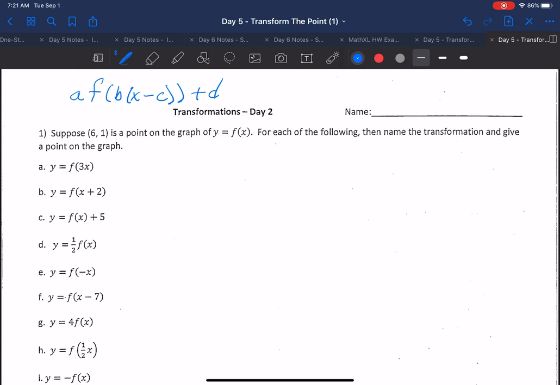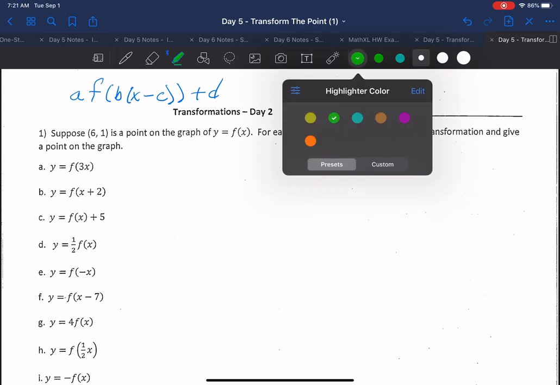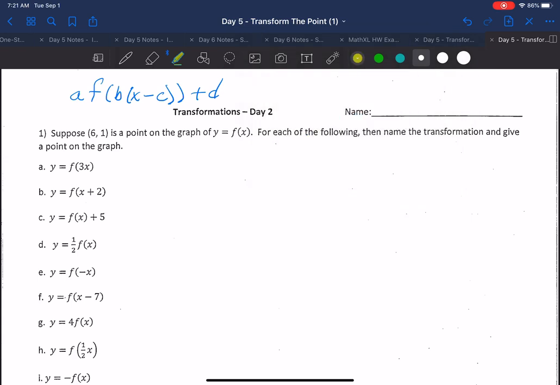So, the different letters indicate different things. Okay? So, we've got A that we have to consider, B we have to consider, C we have to consider, and D we have to consider. Now, so you know, these two are horizontal, C and B. And the vertical are A and D.